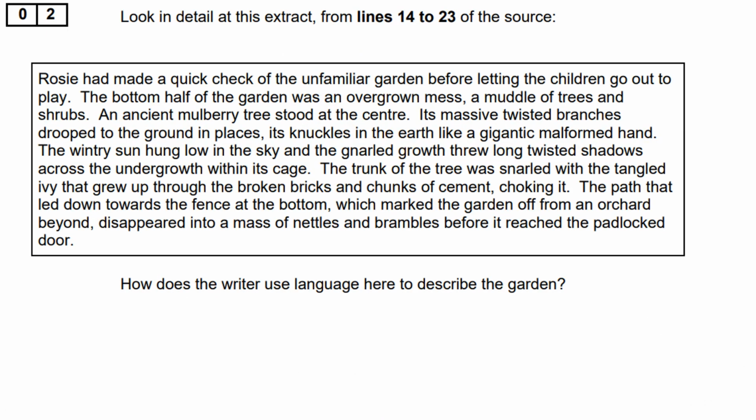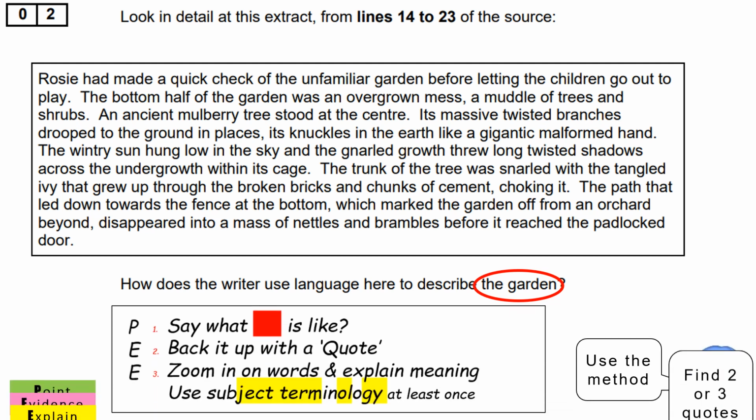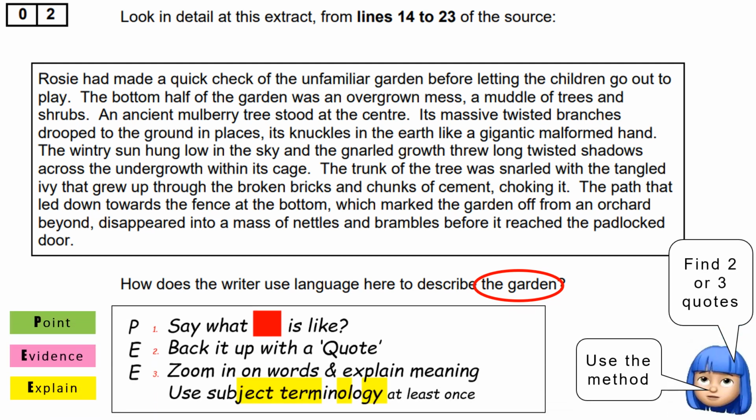Okay, so we're moving on to question 2. Only 8 marks, so you're only going to spend about 12 to 15 minutes. What do we have to do? We have to look at descriptions of the garden, and we're looking at this section. There's a method that we're using. Make a point, the garden is like whatever, back it up with a quote, and then say something about the language. And you're looking for about 2 or 3 quotes, probably 2 in the amount of time you've got.